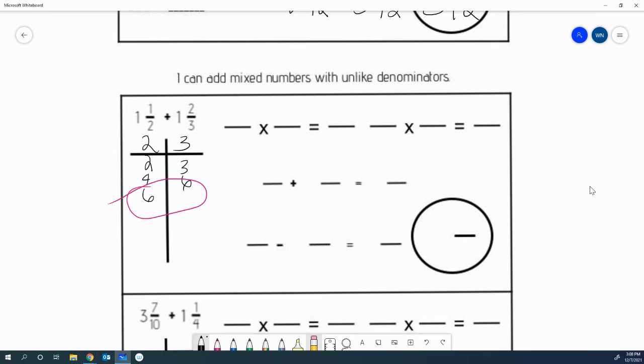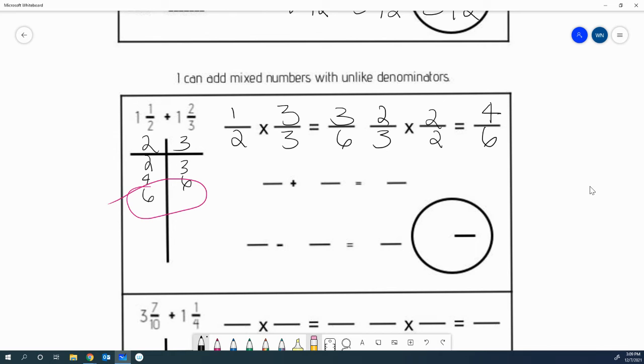Some of you are still picking some really big numbers. We've got 1/2 and 2/3. I know I want to have 6 as my common denominator. I say 2 times 3 is 6, so that means 1 times 3 is 3. 3/6 is my equivalent fraction to 1/2. Go ahead and find my equivalent fraction to 2/3. For this one, you should have said 3 times 2 is 6, so 2 times 2 is 4. My equivalent fractions are 3/6 and 4/6.